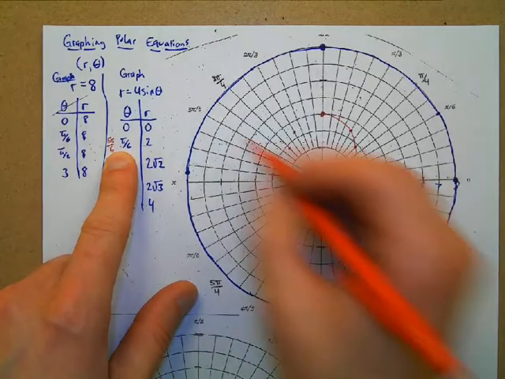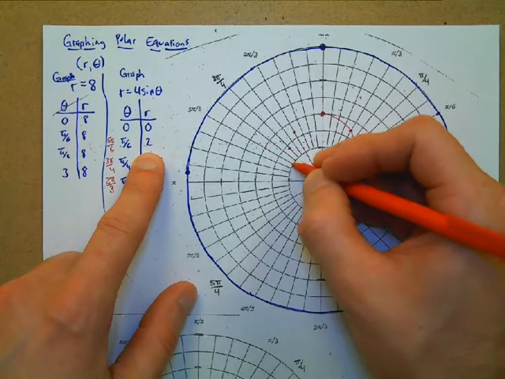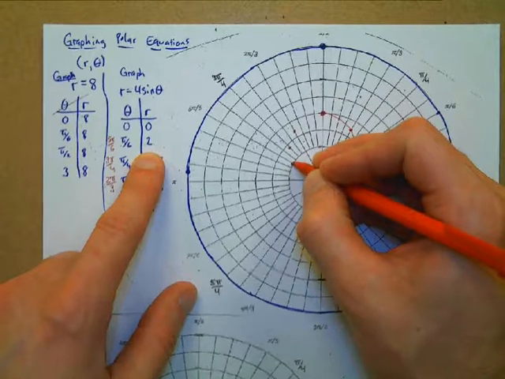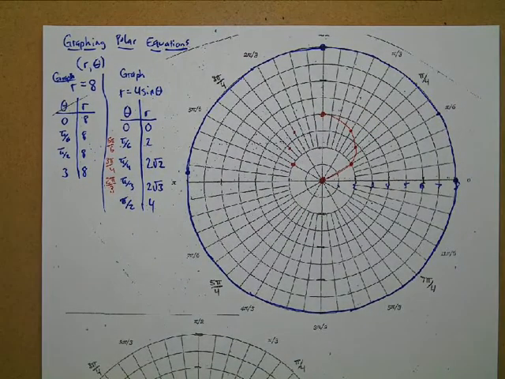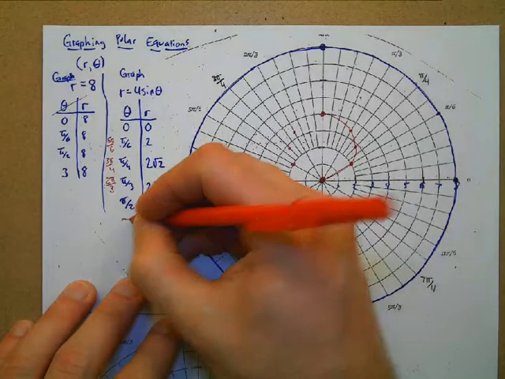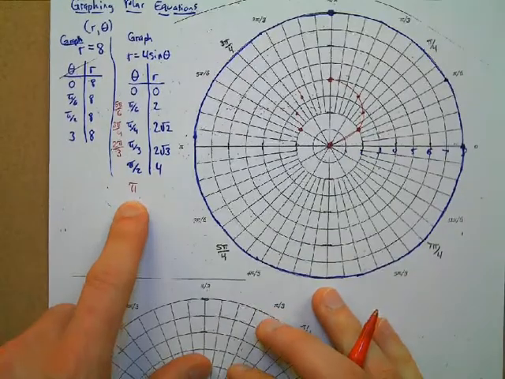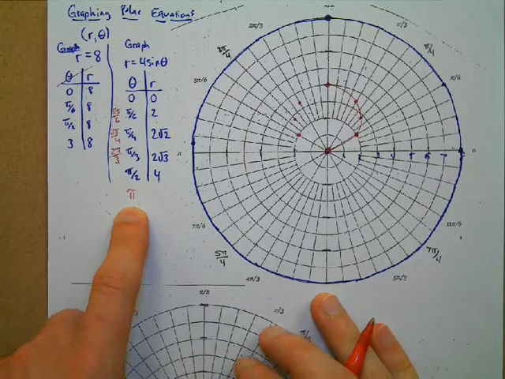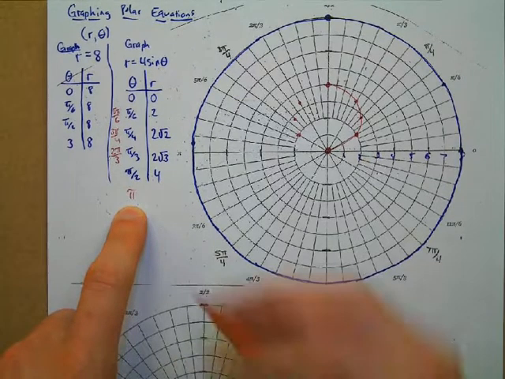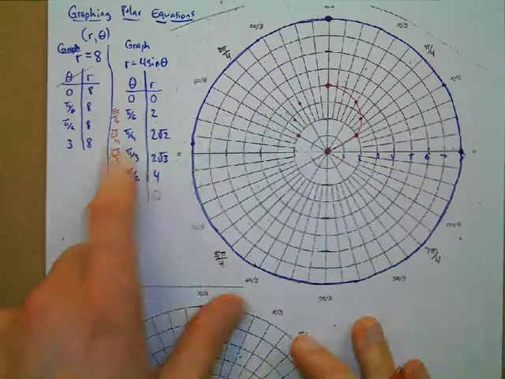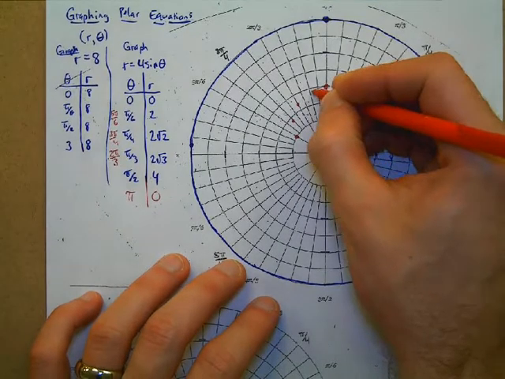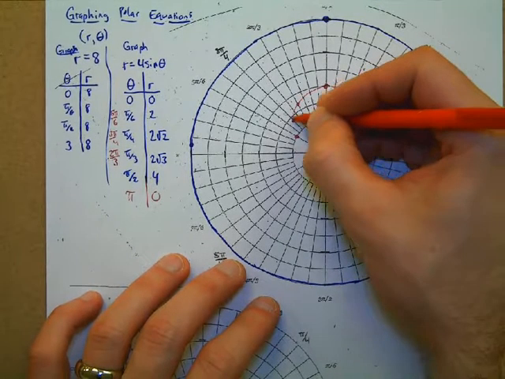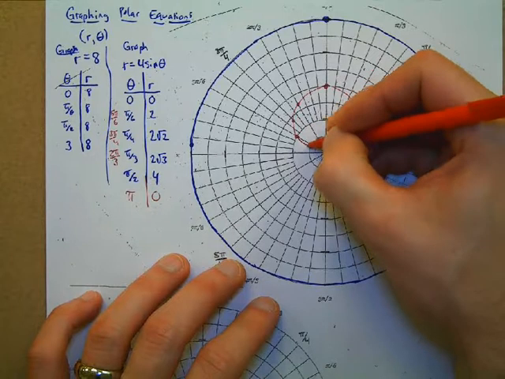Okay. And then let's go ahead and do pi as well, since we didn't talk about pi. What's the sine of pi? 0 times 4 is still 0. So it's just like evaluating the 0 again. So we're back to the 0. So if we now connect the dots, what kind of shape does it look like we have here? It looks like a circle.